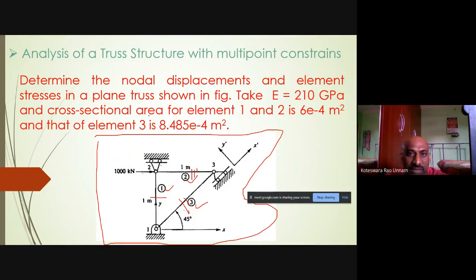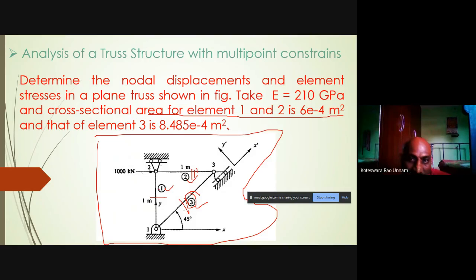Here he has said the area for elements 1 and 2 is 6e minus 4 meter square. So for this element and for this element, the area is 6e minus 4 meter square. And for this element, the area is 8.485e minus 4 meter square. Also, he has given that these members are made of the same material. The Young's modulus of the material for these members is 210 GPa.